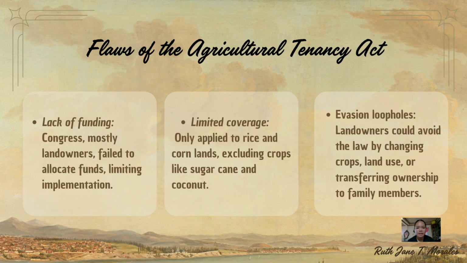So, flaws of the Agricultural Tenancy Act. However, this law also had some flaws. As you can see, one major problem was the lack of funds. Congress, which was made up mostly of landowners, didn't fully support or finance the program. Because of that, it was only implemented in a few provinces and benefited only a small number of farmers. Another issue was that the law only applied to rice and corn lands. This means that landowners could easily avoid it by switching to other crops like sugarcane or coconut. Lastly, there were no strict penalties for landowners who tried to escape the law by changing how the land was used or transferring it to their relatives.